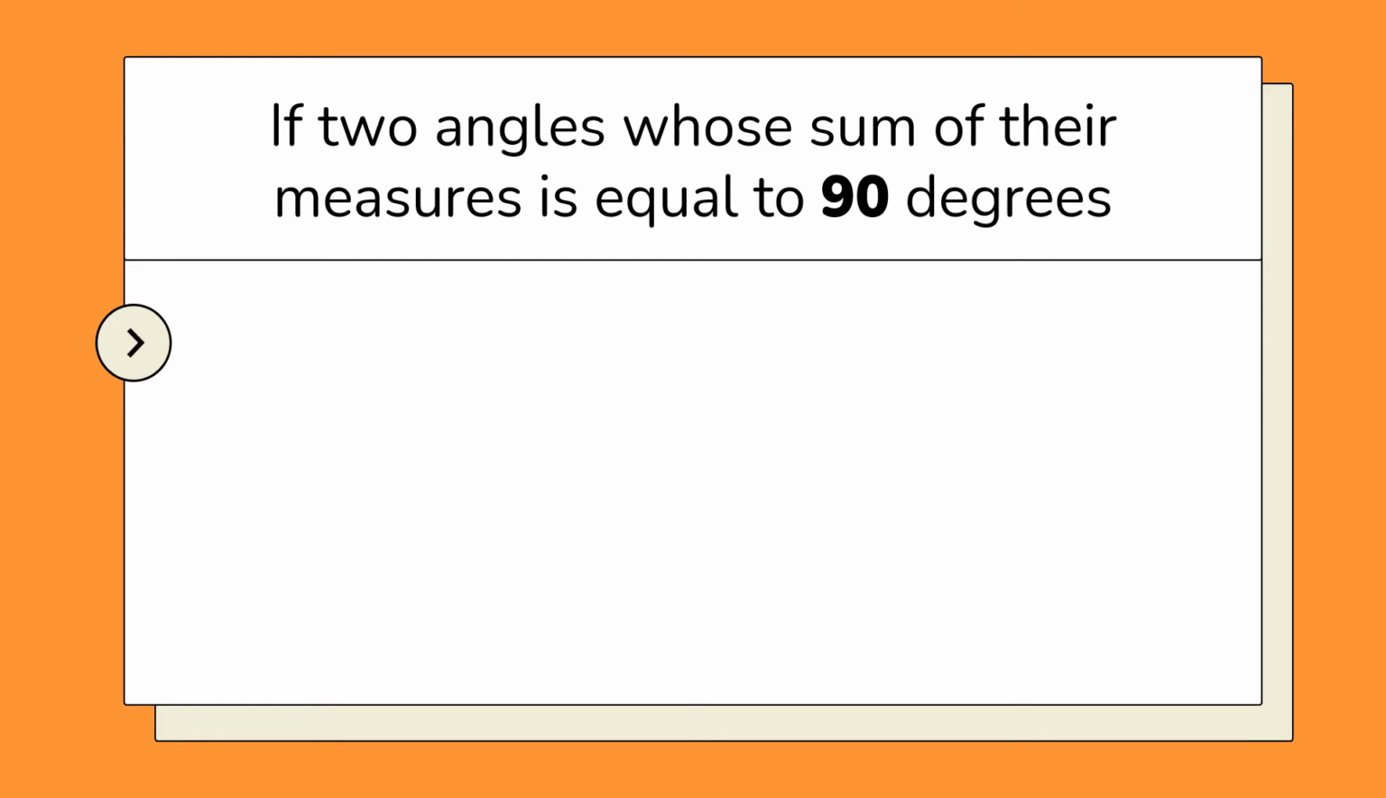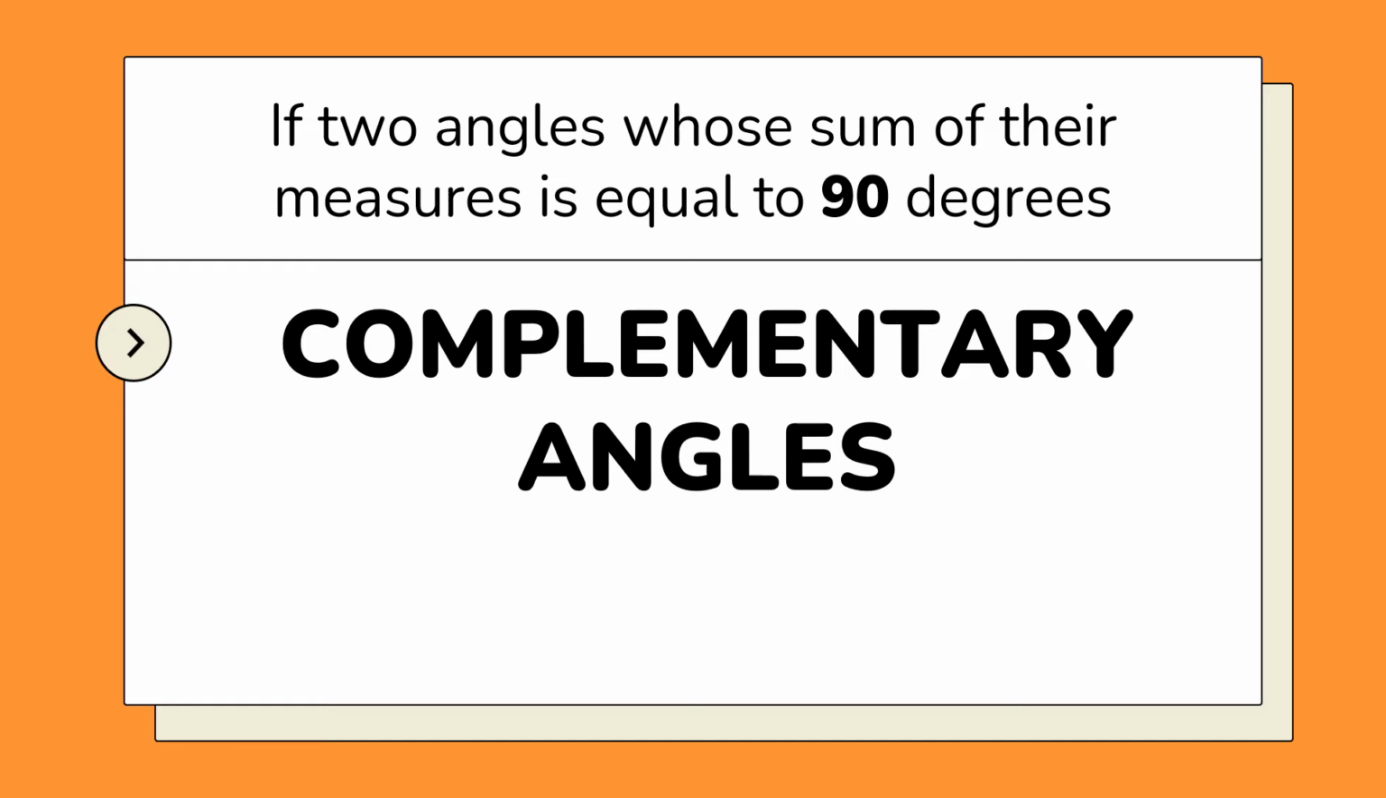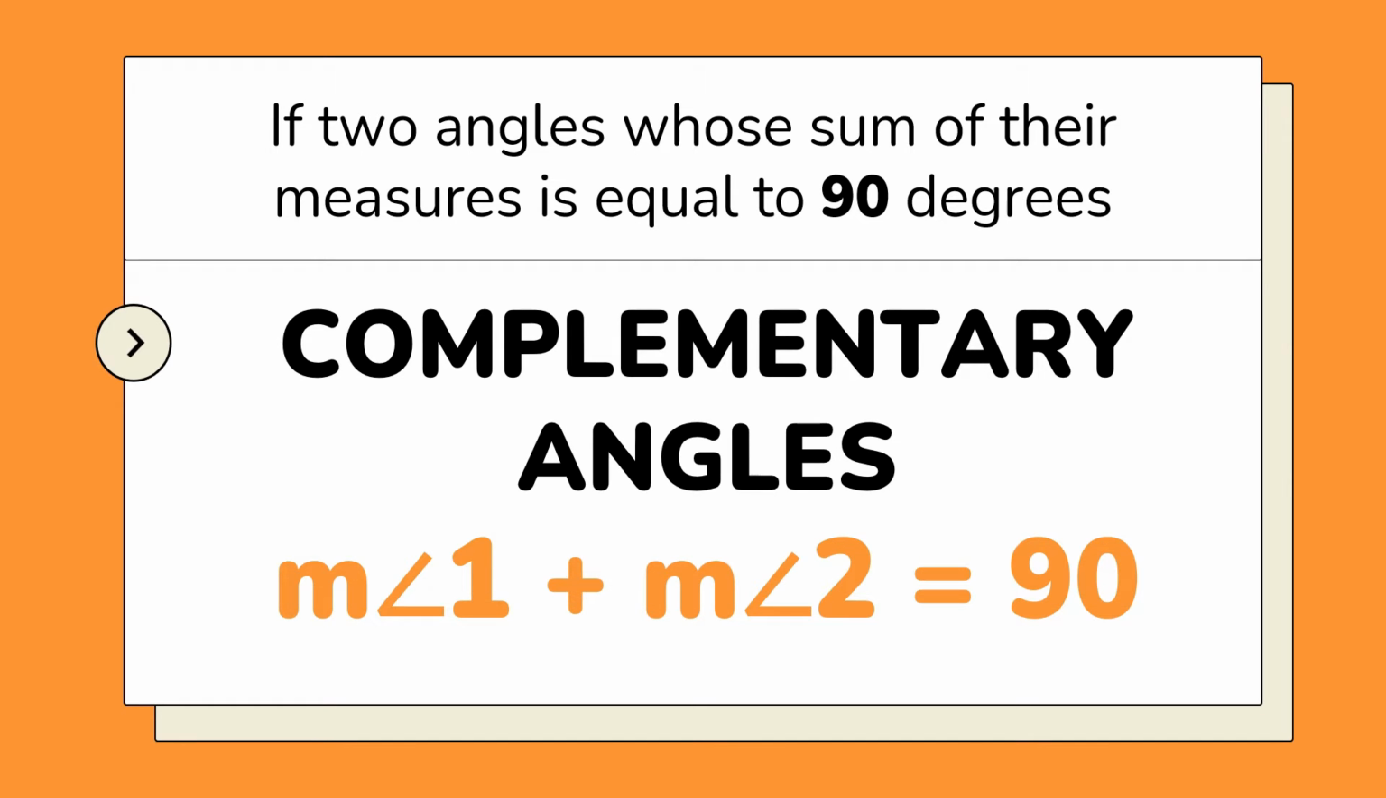Now, if two angles have a sum of their measures equal to 90 degrees, what do we call this angle pair? That is correct. We call them complementary angles. For example, the measure of angle 1, the first angle, plus the measure of angle 2, the second angle, when we add them and it's exactly equal to 90 degrees, we call them complementary angles. Okay?